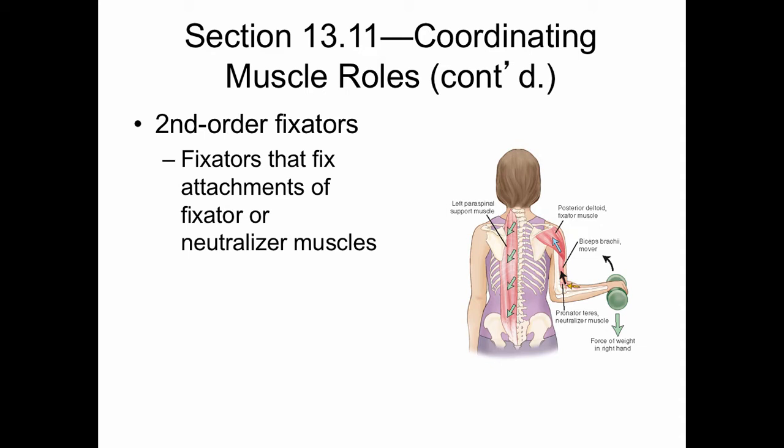One way to explore the complexity of coordination is to lift a heavy weight in your right hand, as shown in the illustration, and slowly palpate the pronator teres, biceps brachii, posterior deltoid, and left erector spinae. You will be able to feel each of these muscles as they work in concert to lift the weight.